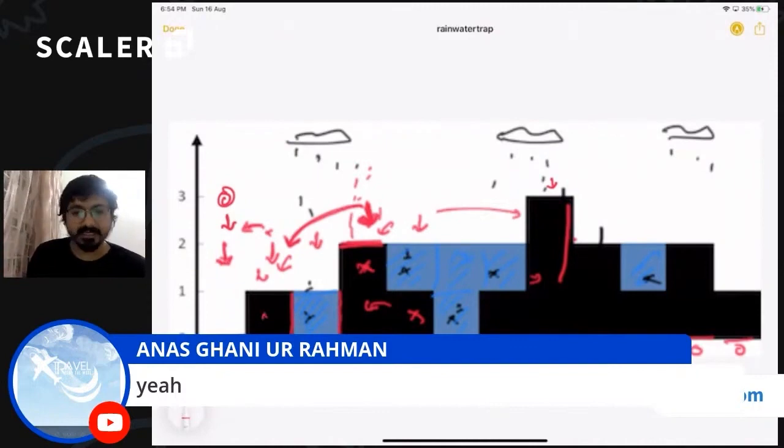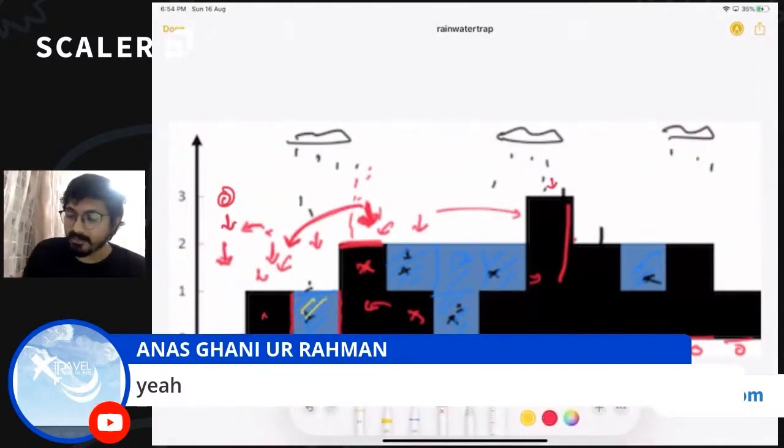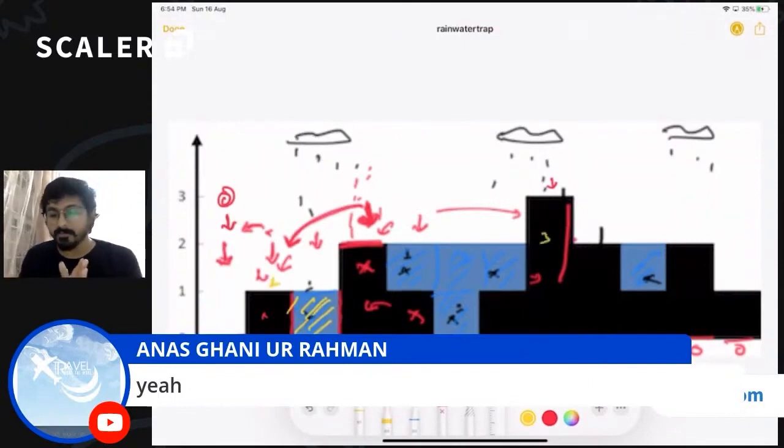What about the next one? Again, left max is 0, so we won't be getting anything, right? For this water column, the left max is 1, right? The right max is 3. So the minimum of left and right is 1, minus the height of this bar, which is 0. So this is going to hold 1 unit of water, right? So if we do the same thing for each and every bar, we are going to get the answer.